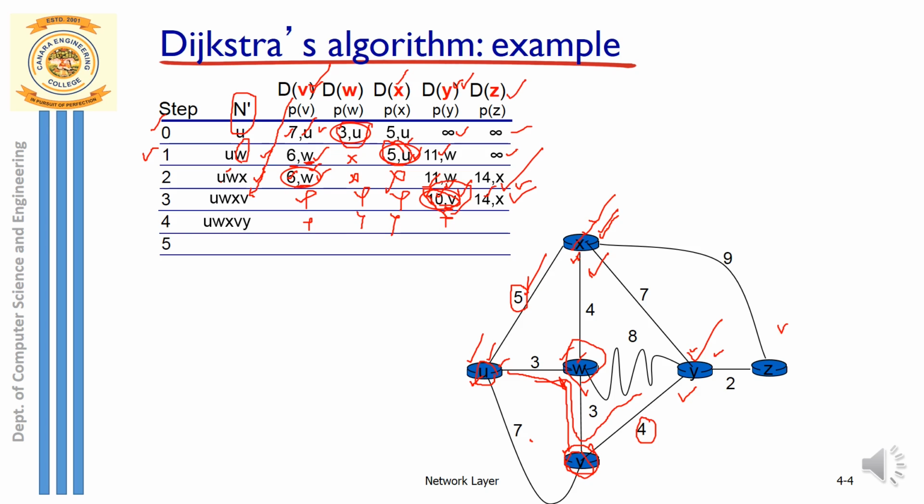To the node z, I have to now calculate the shortest path, and I have to just see via all the other nodes, is there any shorter path to reach the destination node z.